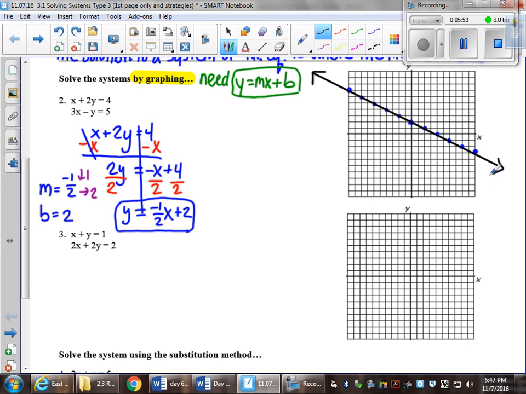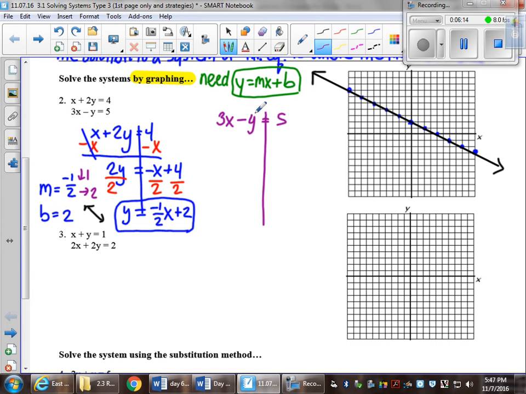Should I have a decreasing line? Well, I look at this slope. I have a negative slope, so yes, I should have a decreasing line. My second equation says 3x minus y equals 5. Line down the equal sign, trying to solve for y.